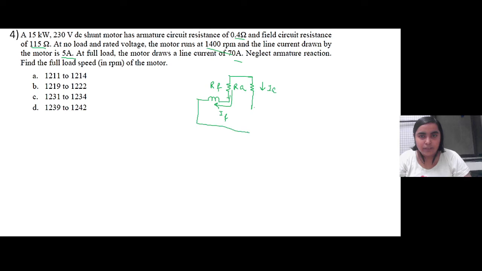So this is again a DC shunt motor. Like we did in the previous problem, the shunt motor circuit is as shown here. Since this is a motor, it is drawing the armature current. This is RA, this is the field resistance, and the field current is flowing. So this is the armature. Let this be the back EMF and the terminal voltage.